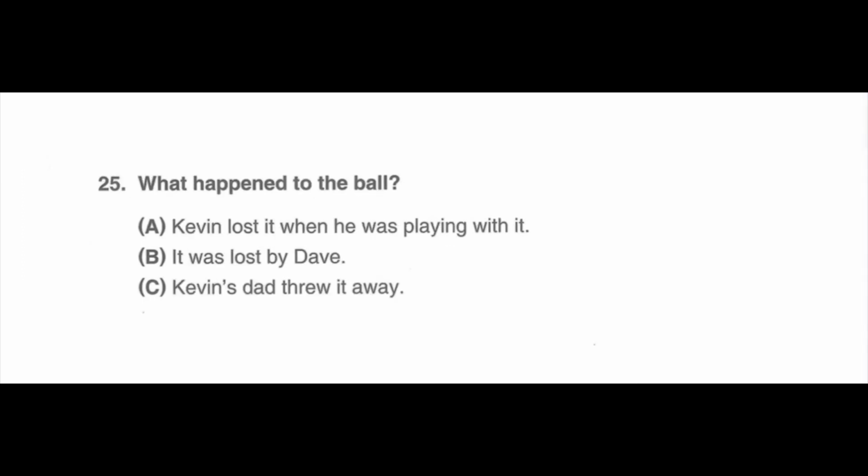Number 25. What happened to the ball? A. Kevin lost it when he was playing with it. B. It was lost by Dave. C. Kevin's dad threw it away.